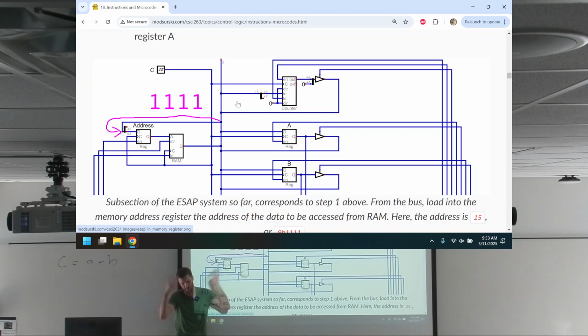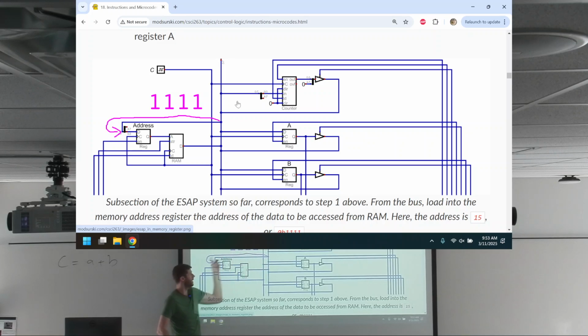Load the value. We have some instruction, a 4-bit pattern to mean load. Maybe it's 0111, whatever, I don't know. It doesn't matter what the code is, the opcode for the instruction. It doesn't matter right now. But it means load a value from memory address, whatever, into register A. So what value? This value.